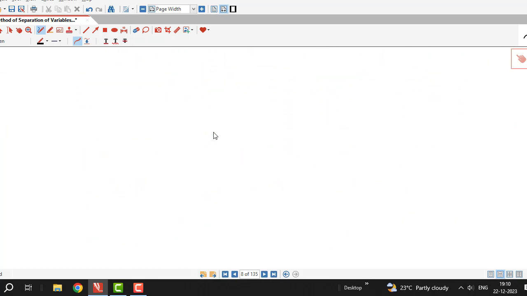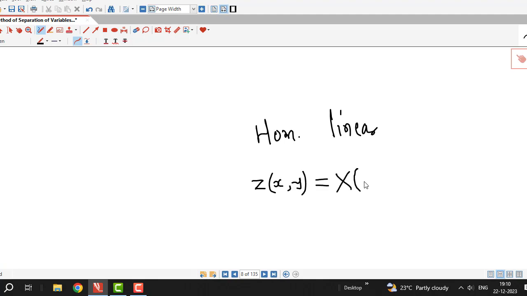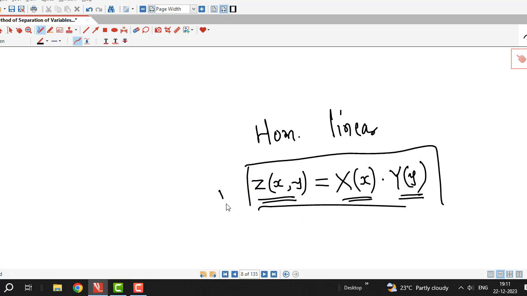So this is a very easy method. It is applicable if our partial differential equation is homogeneous as well as linear, and we started by assuming that the solution is the product of two functions, one function of small x and another function of small y. This is our assumption, that the solution is in this form, and because this is the solution, it will satisfy the given equation.